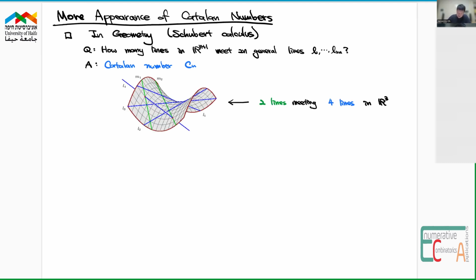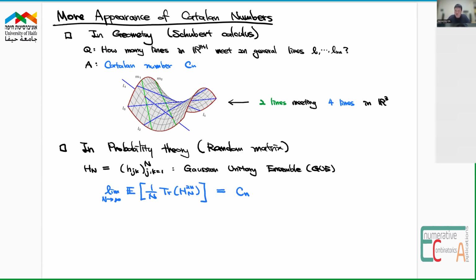This is the picture I downloaded from Frank Sottile's homepage. It's in R^3, so it's a 3-space, and there are 4 blue lines in general position, and you can find 2 green lines, M1 and M2, meeting all those 4 lines. So this number 2 corresponds to the second Catalan number.